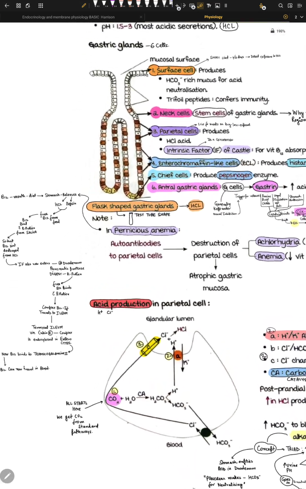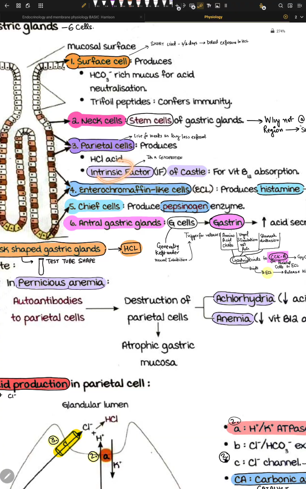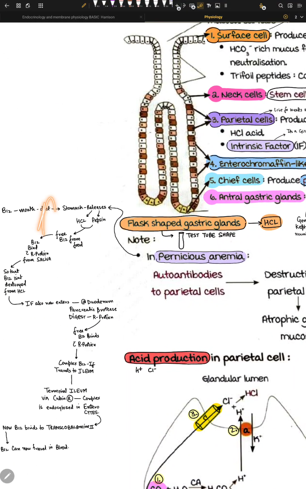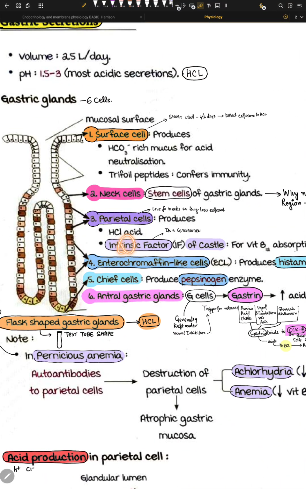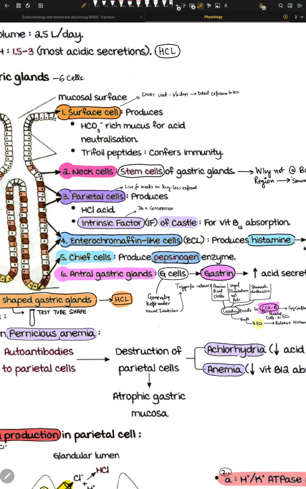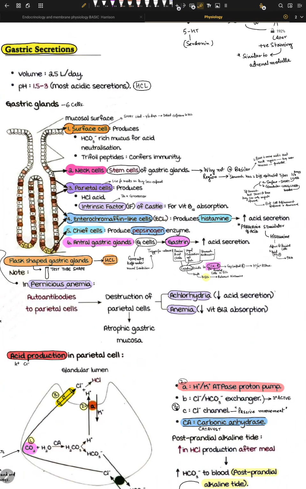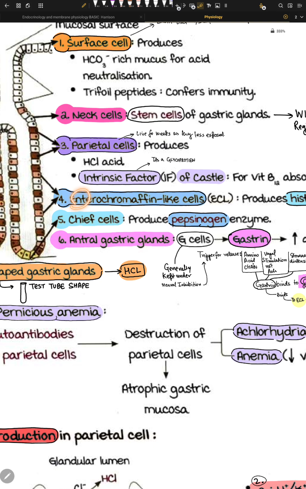So we need intrinsic factor for the absorption of B12. If we don't have intrinsic factor, if we have damaged parietal cells, we will not be able to absorb B12. Now we have something called enterochromaffin-like cells, ECL, right?